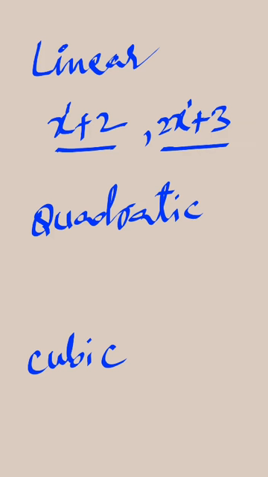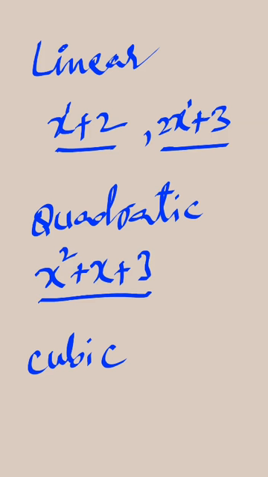And what are quadratic polynomials? Quadratic polynomials means the degree of the polynomial is 2, then we can say quadratic polynomials. So here you see, the degree of the polynomial is 2 because the highest power is 2. So this polynomial is called a quadratic polynomial. If the degree of the polynomial is 2, then it is quadratic.